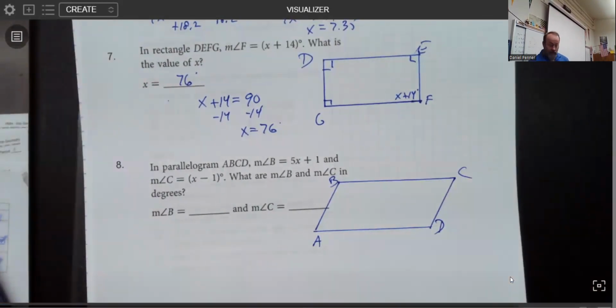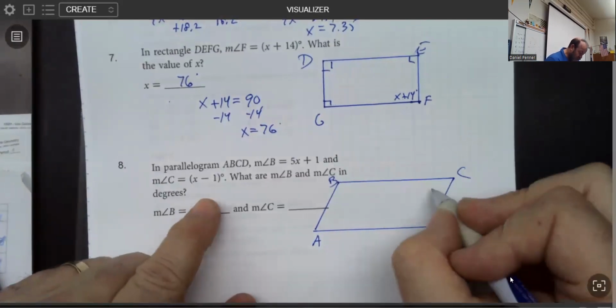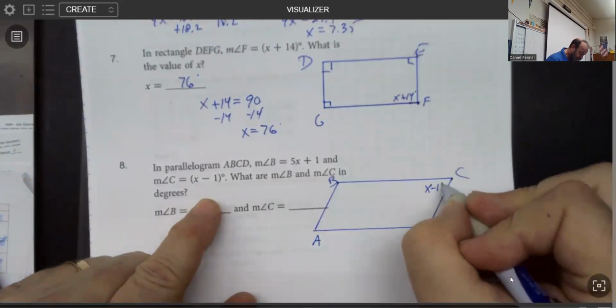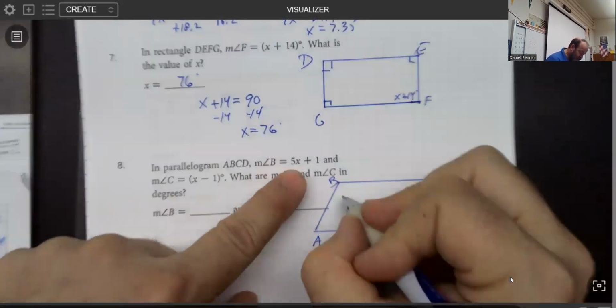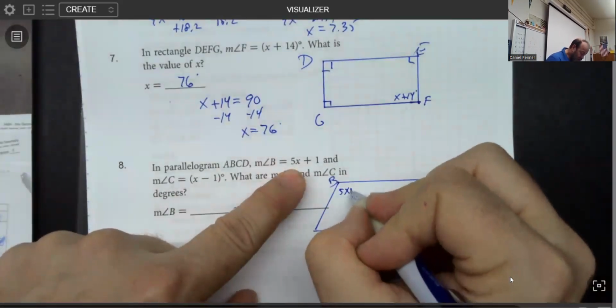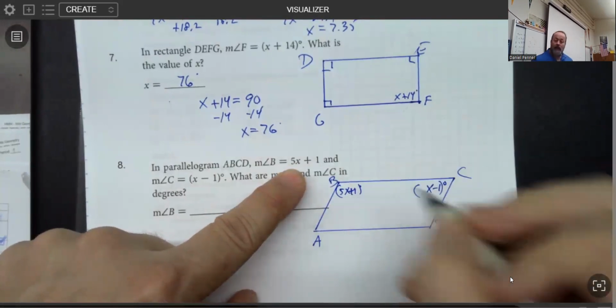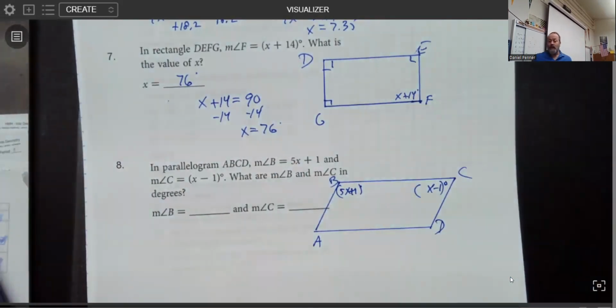I just made A, B, C, D, okay? And it says C is x minus 1. That's this angle right here. And B is 5x plus 1. Now, this is an unfortunate thing because they're not equal to each other. They can't be. There's something else.